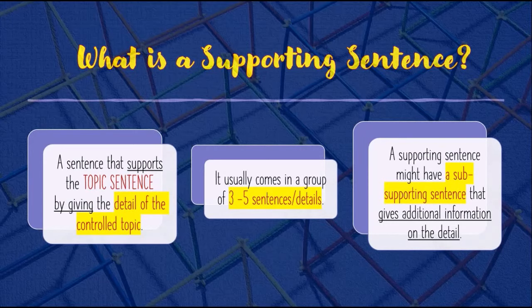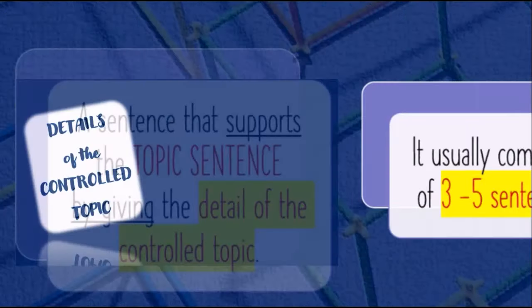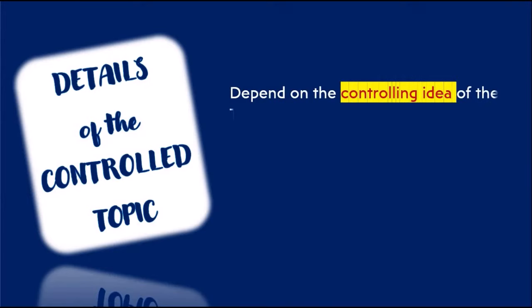Let's go to the first criteria related to the details of the control topic. Please remember that if you want to give the details for your topic sentence, you have to check on your controlling idea. Every topic sentence must have a controlling idea, because this controlling idea will control or limit what you are going to discuss in the paragraph. Your details must be based on the controlling idea.